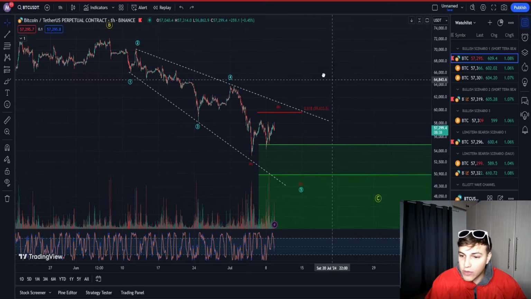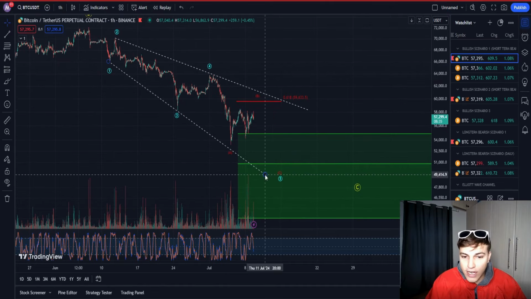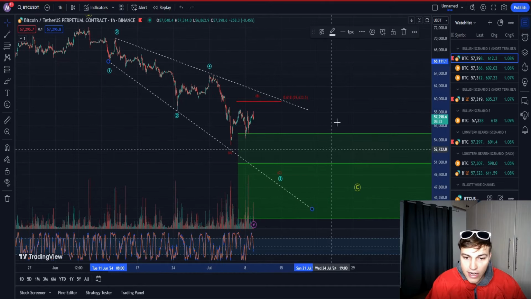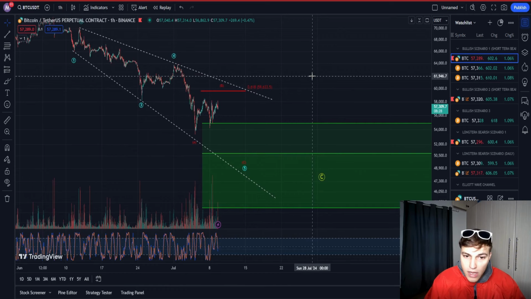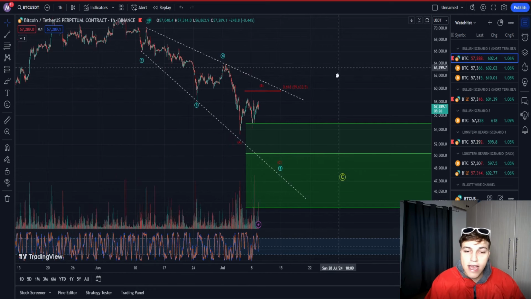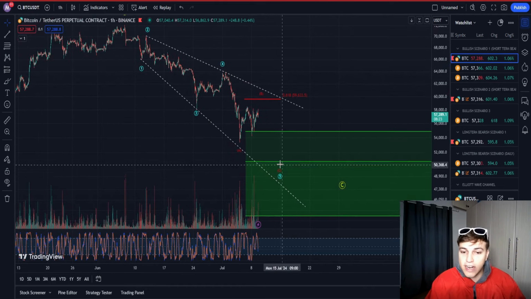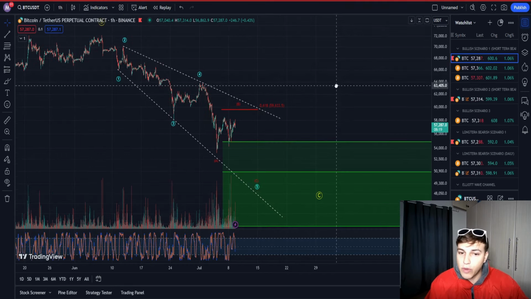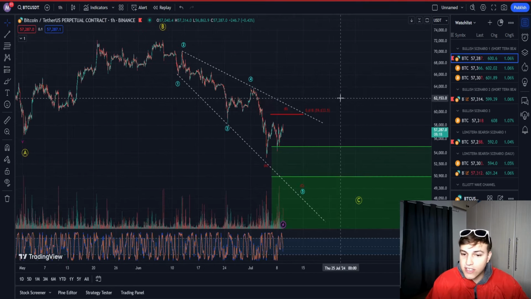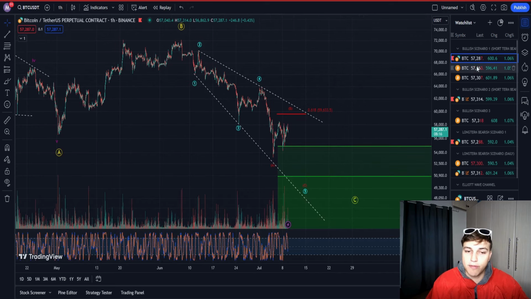This drop to the C wave should see price reaching this expanding line, so it could even drop into this range of $47,000. But at the moment, that is not my main target for this correction, and I do see around the $50,000 level. But we will get into that. This is the first scenario I've been looking at.